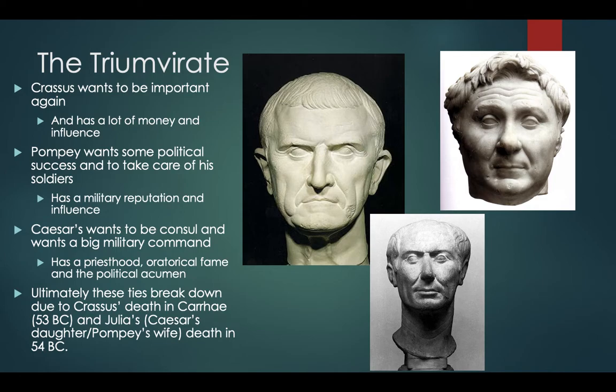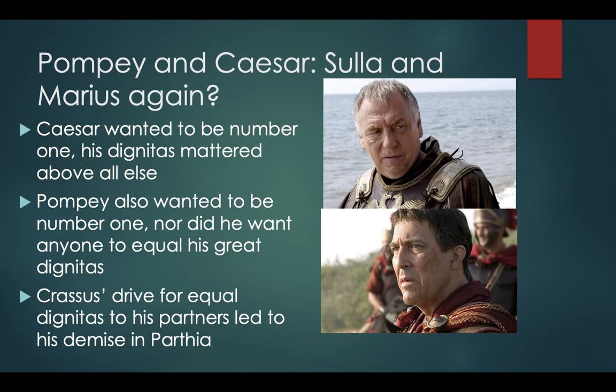Ultimately, all these ties break down because Crassus dies in Carrhae in Syria, and then Julia, Pompey's wife, also died in childbirth. And whatever else might be said about Pompey, he really did love Julia. So, Pompey and Caesar now go at it. To a lot of people, it seems like Sulla and Marius, who fought a civil war all over again, partly because Caesar is Marius's nephew, and Pompey first came to prominence fighting for Sulla.